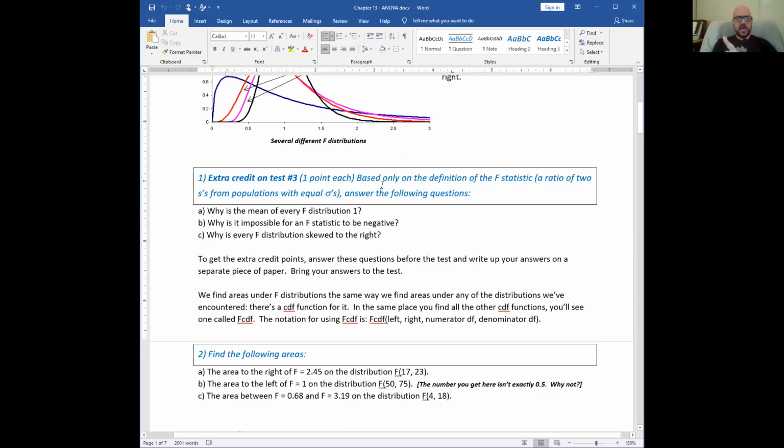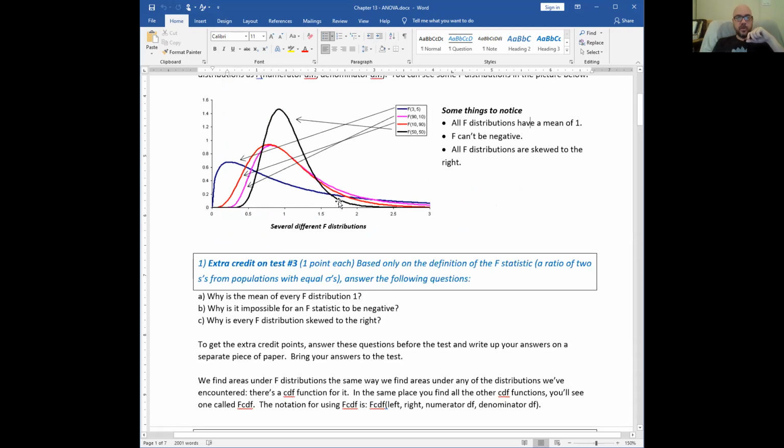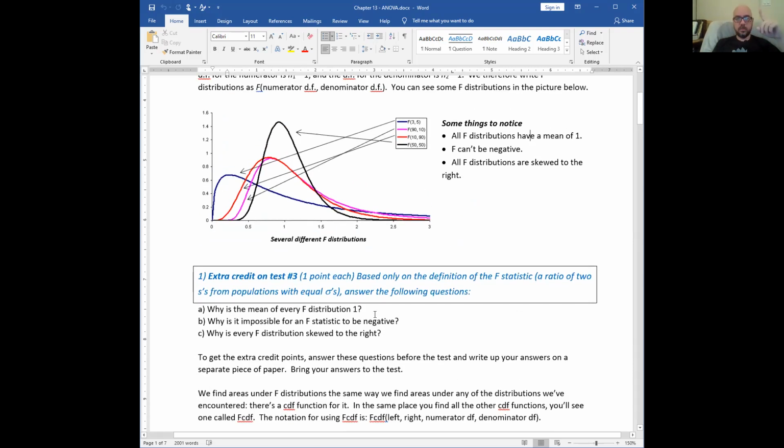So using just that definition of the F statistic, which is a ratio of two sample variances, I said S's, it's actually S squareds from populations with equal sigma squared. Sorry, my bad there. These are variances, not standard deviations for both. I want you to explain to me, 1, why the mean of all the F distributions is 1. 2, why you can never have a negative F statistic. And 3, why are they all skewed to the right?